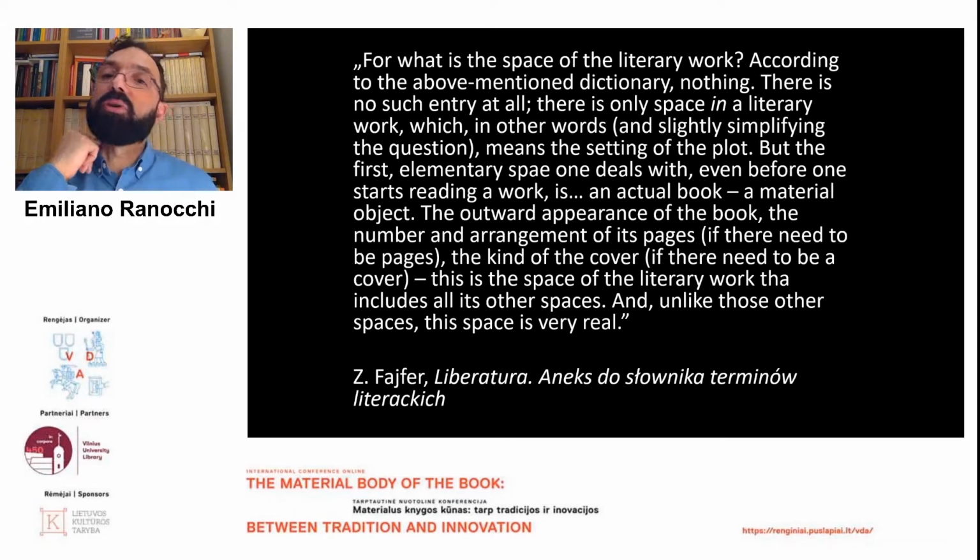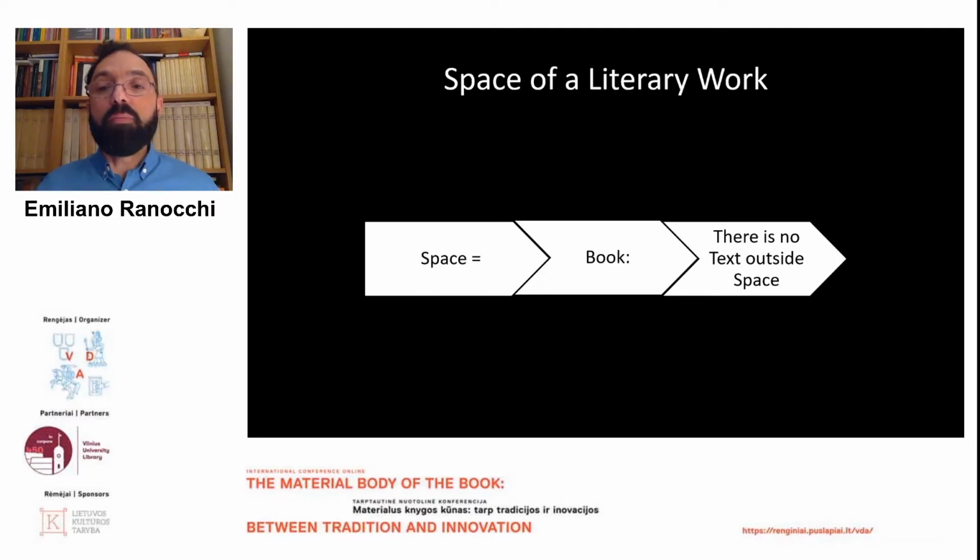For what is the space of the literary work? According to the above-mentioned dictionary, nothing. There is no such entry at all. There is only space in a literary work, which, in other words, and slightly simplifying the question, means the setting or the plot. But the first elementary space one deals with, even before one starts reading a work, is an actual book, a material object. The outward appearance of the book, the number and arrangement of its pages, if there need to be pages, the kind of cover, if there need to be a cover, this is the space of the literary work. That includes all its other spaces. And like those other spaces, this space is very real. So there is no text outside space, because the book is a special object.